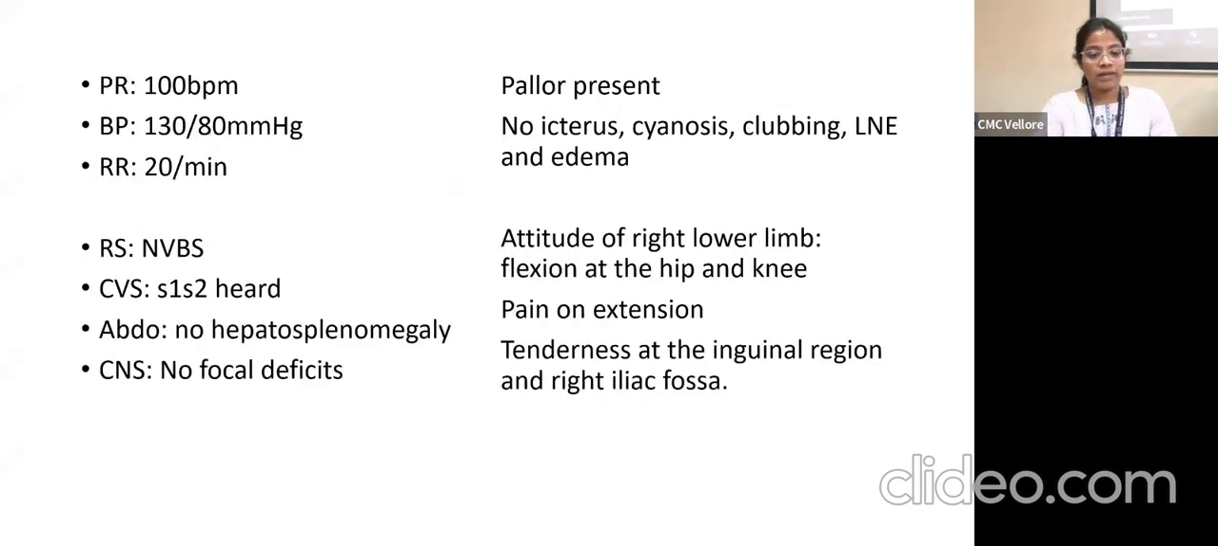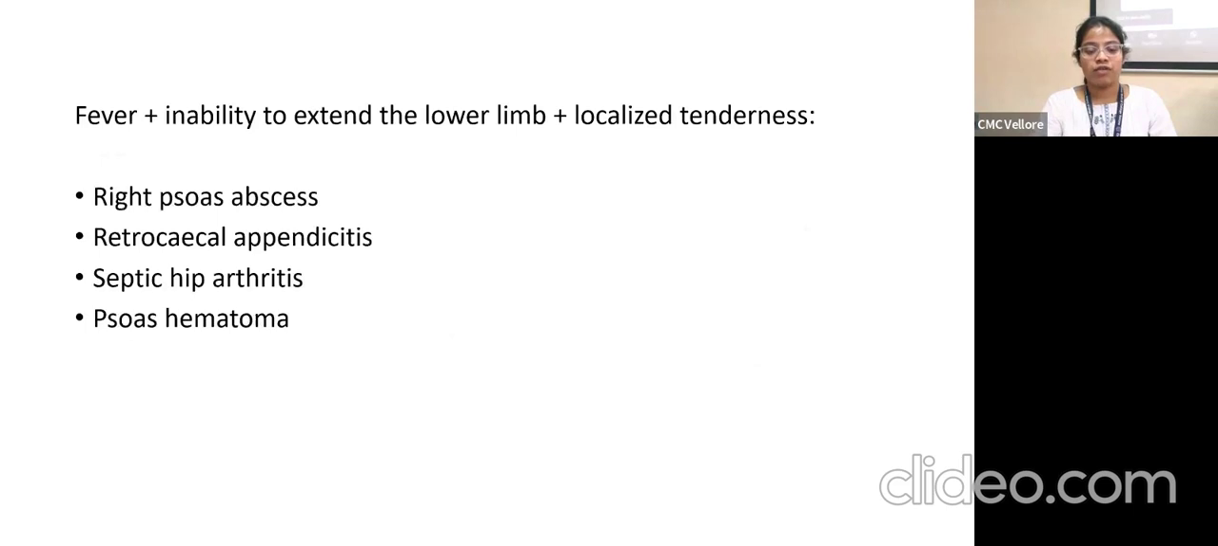On examination, her vitals were stable and her systemic examination was normal. Pallor was present. There was no icterus, cyanosis, clubbing, lymphadenopathy, and edema. On local examination, we found that the attitude of the right lower limb is flexion at the hip joint and the knee joint with associated pain on extension, and there is tenderness at the inguinal region and right iliac fossa. So with the present history and examination findings, which is fever with inability to extend the lower limb, our first differential diagnosis was right psoas abscess.